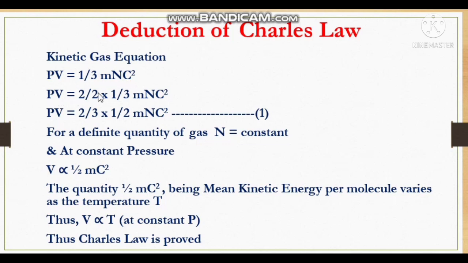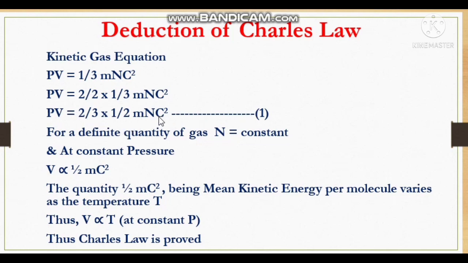So this PV is equal to, as usual, we will multiply this number by 2 in the numerator and the denominator, and as we did previously we will replace this 2 and 3, so there will be no change in the value of the equation. Now this equation becomes like this, equation number 1.